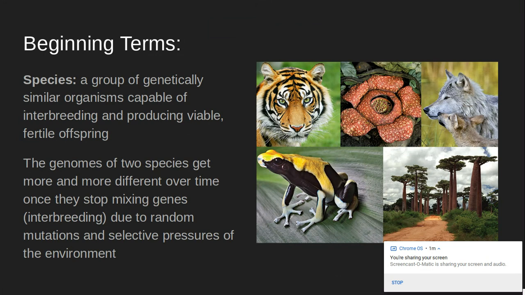And so as those two genomes diverge and they become isolated, they're each going to accrue their own set of random mutations, which will cause differences in the genome. And also, due to selective pressures of the environment, the genome will be sculpted over time. So the idea is, once two species split apart, their genomes become more and more different as time elapses.